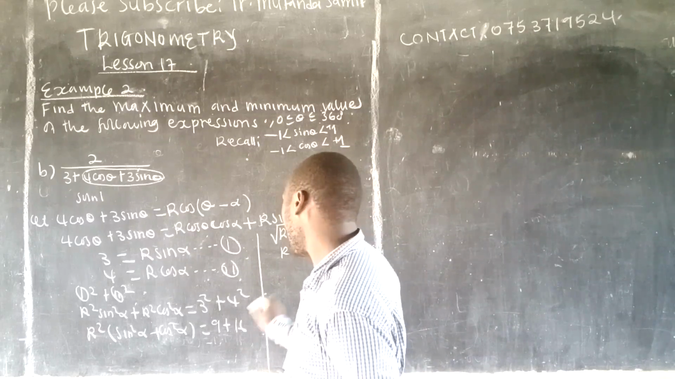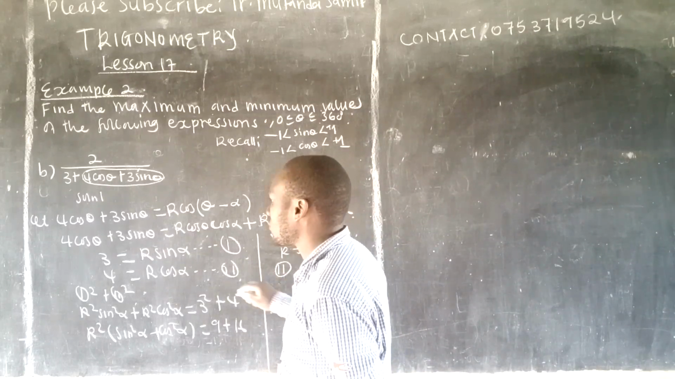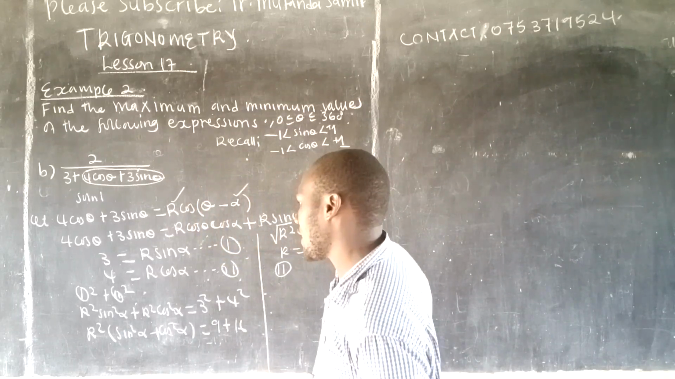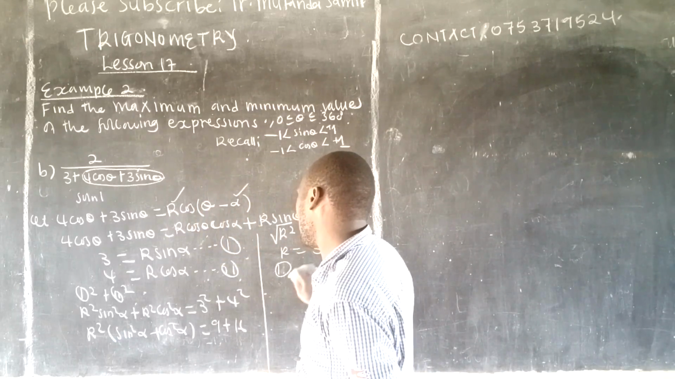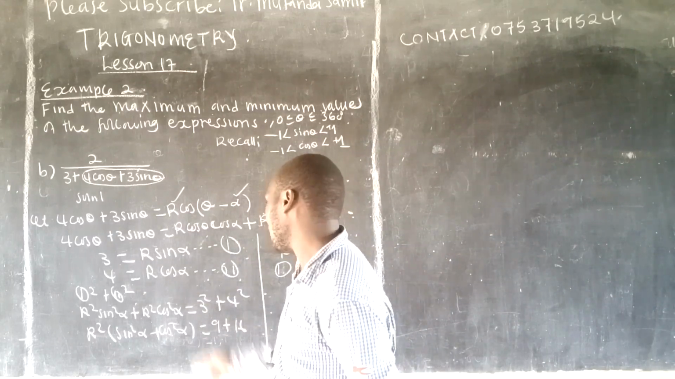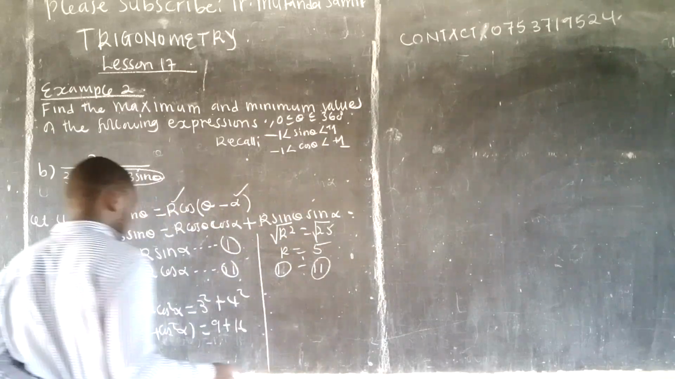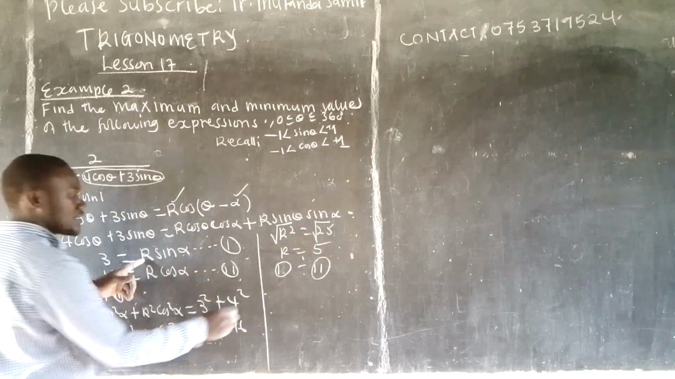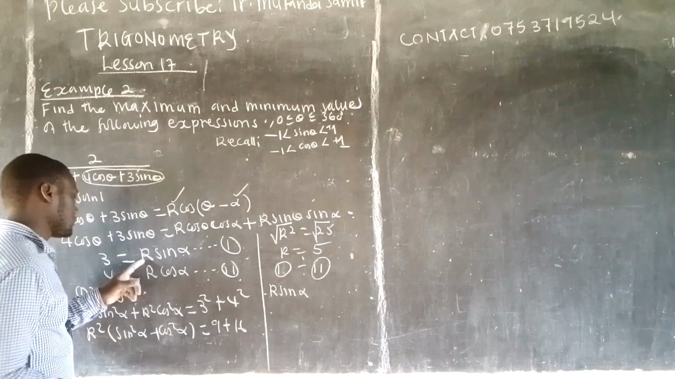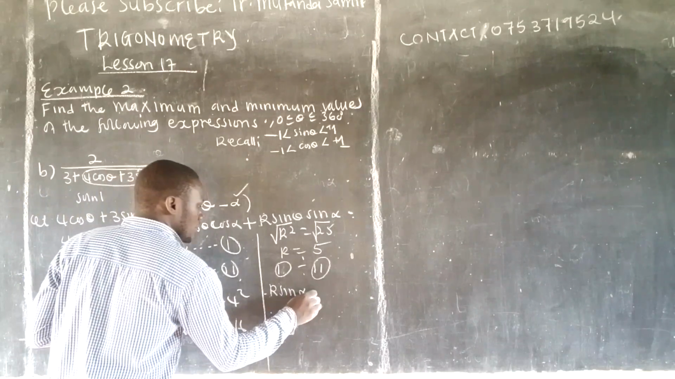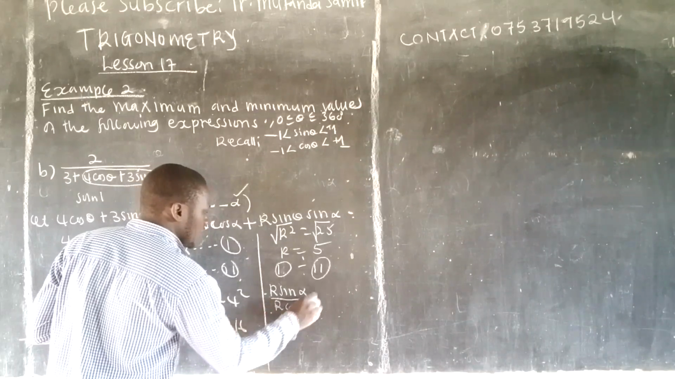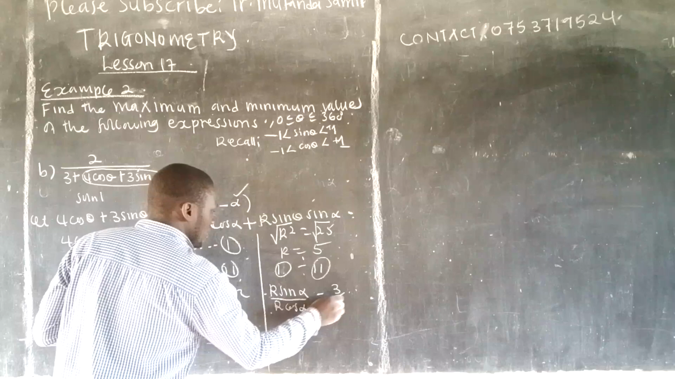Then to get the other value, alpha, because I told you our aim is to get the value of r and the value of alpha. So to get alpha, you will say equation 1 divided by equation 2. Why are we doing that? It's because I want to create a tan. So here I will now say, start with this, r sine alpha divided by r cos alpha is equal to 3 over 4.